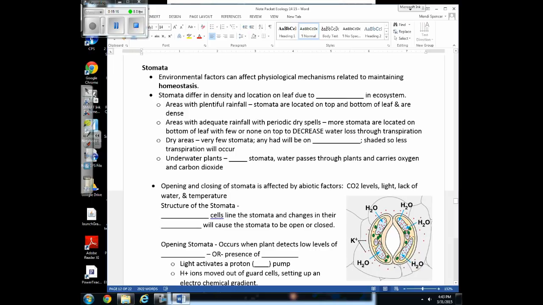Since we're talking about plants regulating water, we need to talk a little bit more about the stomata, since there's a significant amount of water loss through the stomata. When you look at plants that live in different areas that have different amounts of rainfall, you're going to see that they differ in the density and the location of their stomata. And again, it's all due to water availability in their habitat.